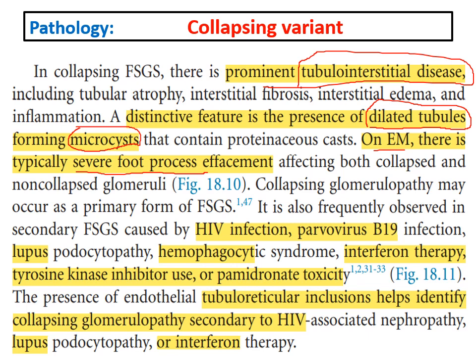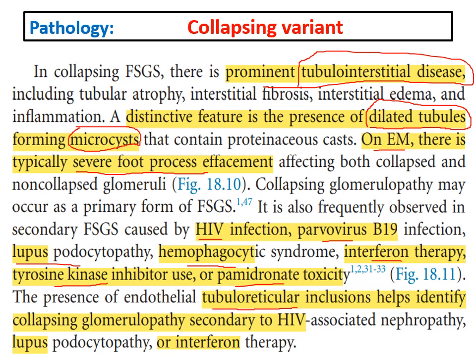And it is usually, this severe form, this collapsing variant, is usually caused by HIV infection, parvovirus B19, lupus podocytopathy, hemophagocytic syndrome, interferon, tyrosine kinase inhibitors, and bimethylunate. You should know these are the common causes of collapsing FSGS. This is very important in clinical life and in exams. Very common question. HIV, parvovirus, lupus podocytopathy, hemophagocytic syndrome, interferon, tyrosine kinase inhibitors, and bimethylunate.